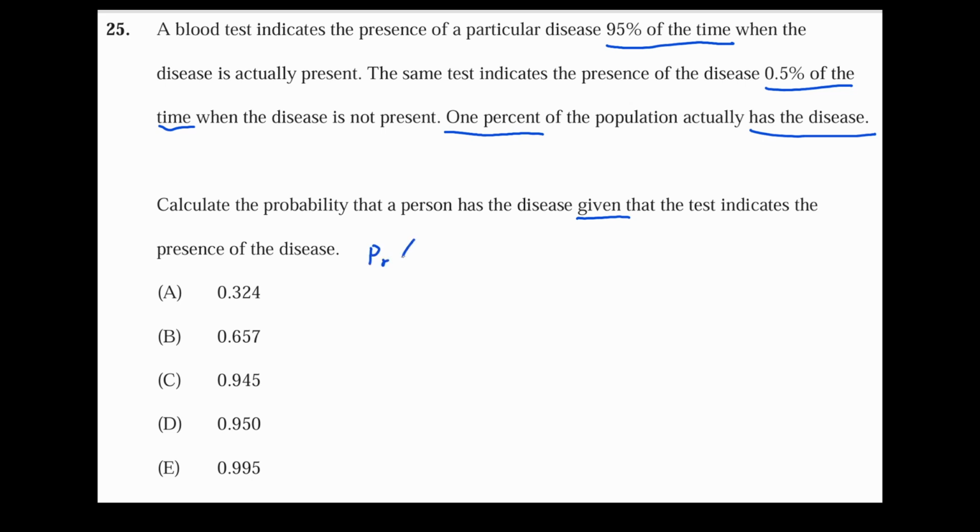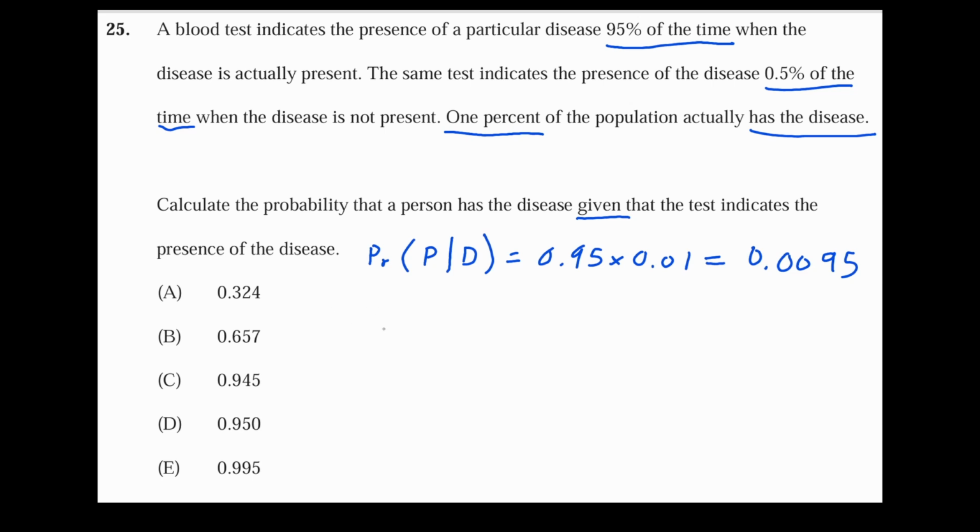So the probability that the test is positive given that they have the disease, that's going to be simply 95%, so 0.95 times 0.01, and that's going to equal 0.0095.